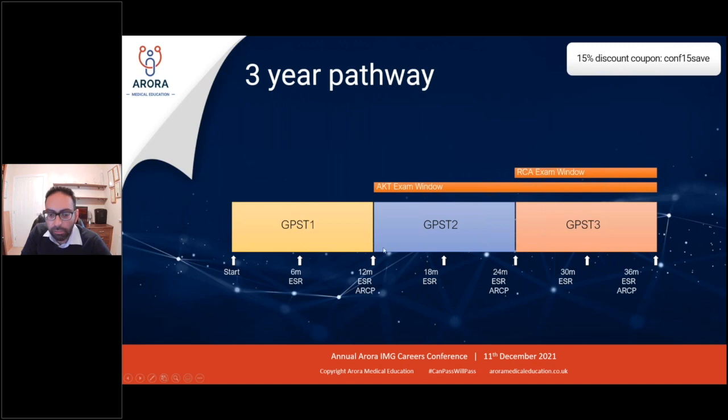Every 6 months you have a review, and at the end of every year, like we said, you have an ARCP, an annual formal review to see, can I jump from 1 year to the next, 1 year to the next, and then out of training.